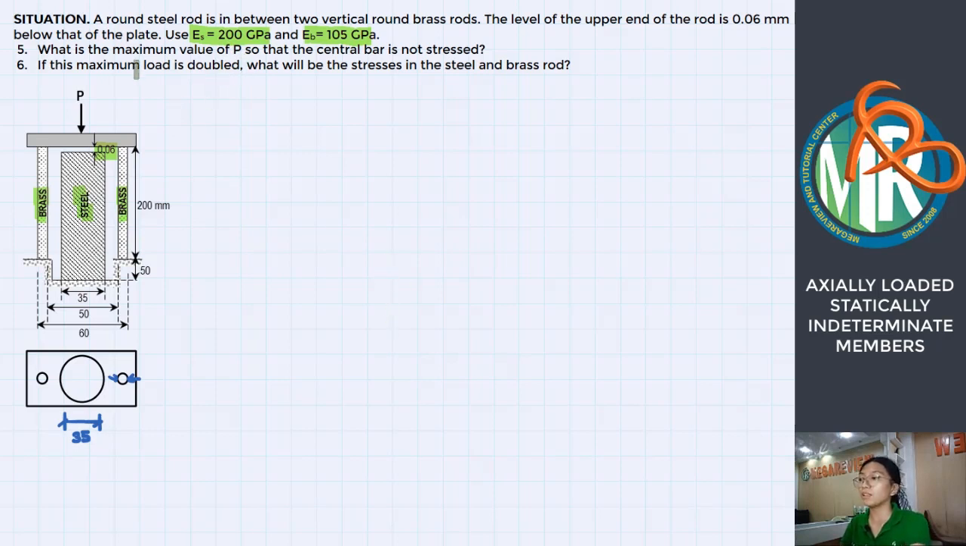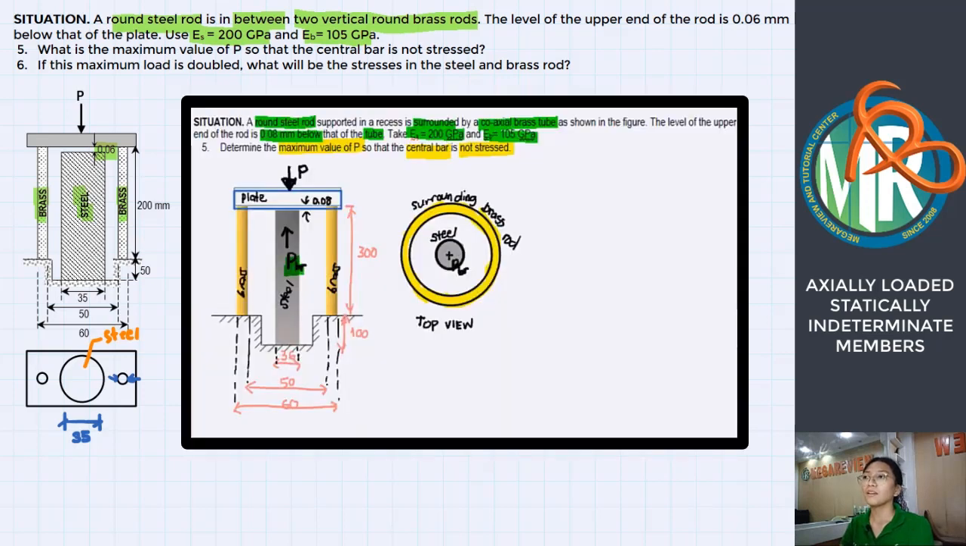tayo pumunta sa number 5, tingnan muna natin yung top view or yung cross-section view ng ating structure. Okay, looking at the top view, you have here your steel rod which has a diameter 35 millimeters. Tama? And then, yung dalawang brass rod natin is in this orientation. Kasi nga sabi sa problem, no? A round steel rod is in between two vertical round brass rod. So, this is different from the other item siguro na na-meet nyo last time. 'Di ba? Kasi yung item na yon is may word na coaxial.